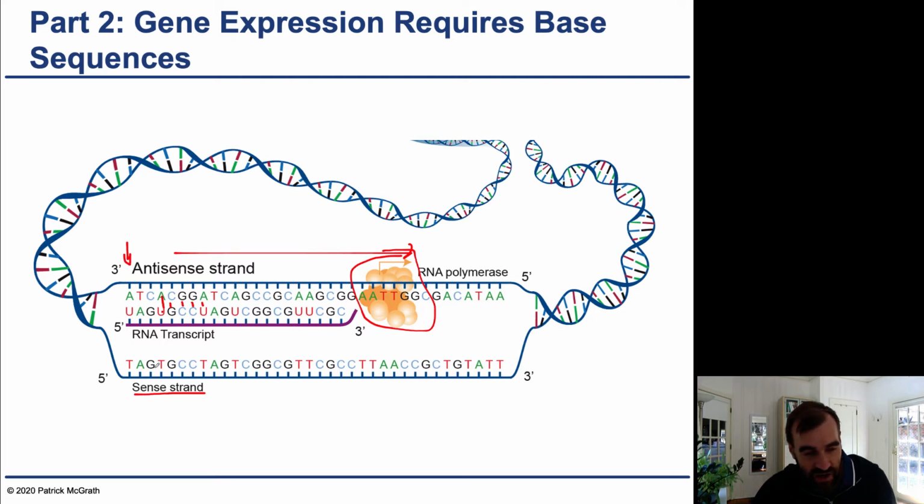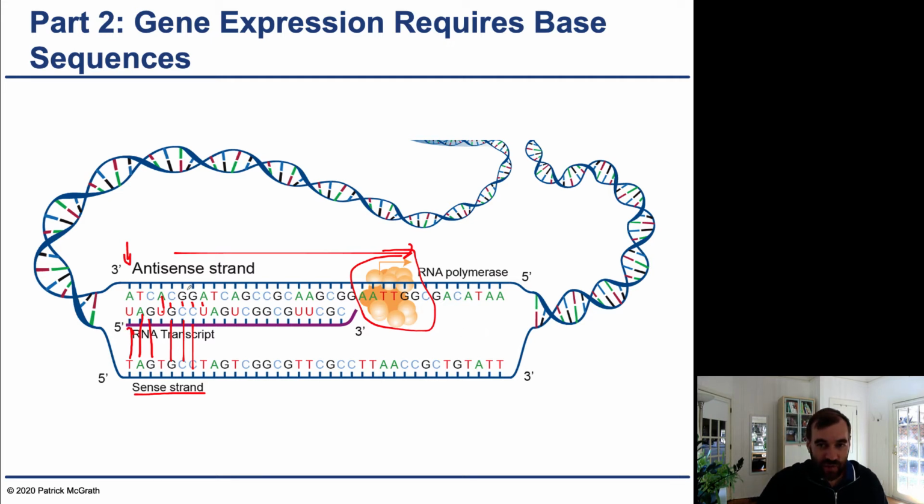The sense strand is never bound by the RNA polymerase, but because of the complementary nature of this, it is almost exactly the same as the RNA transcript. You'll see the T, the A, the G, the G, C, C, and the only exception is that because RNA uses uracil instead of thymine, these T's get replaced by U. So we can take the sense strand, change the T's to U's, and then we know exactly what the mRNA sequence is.